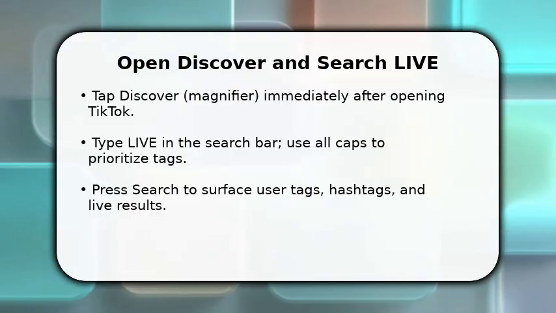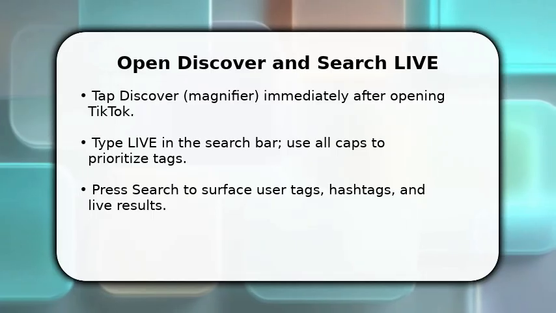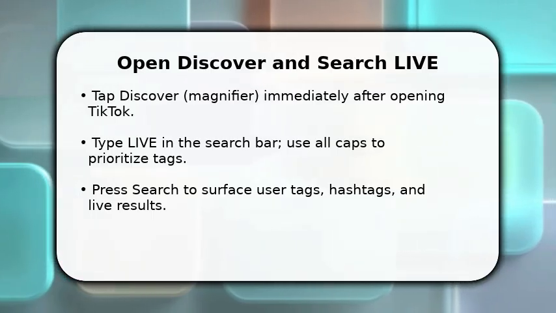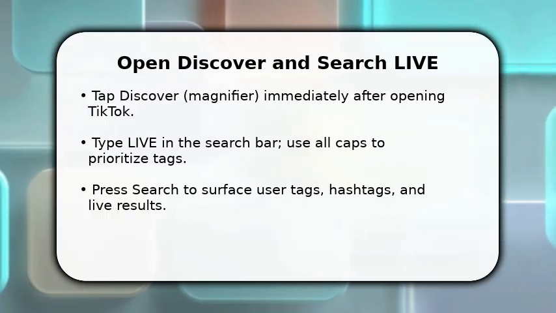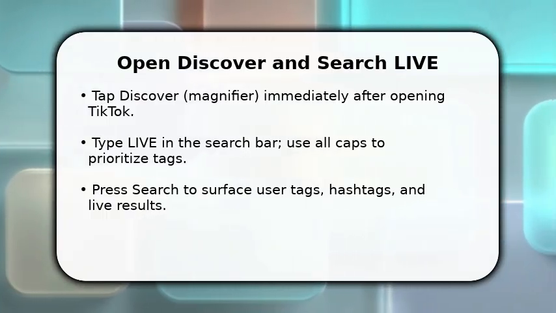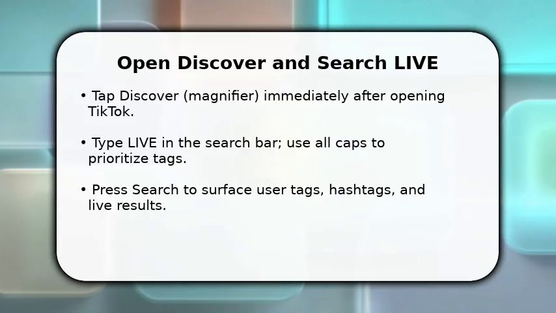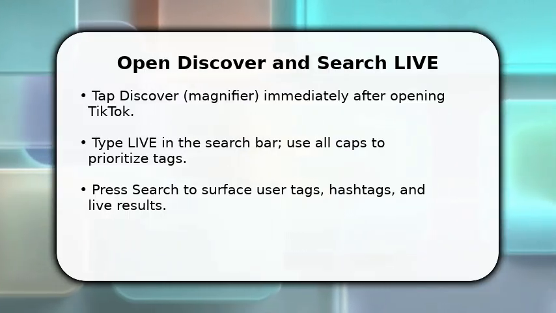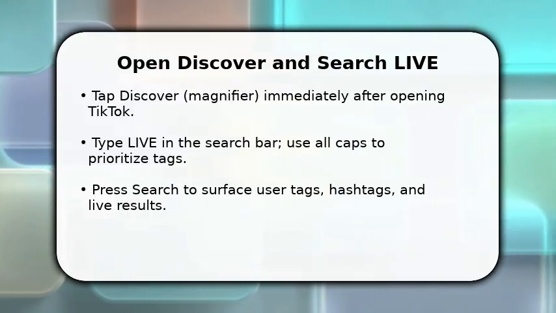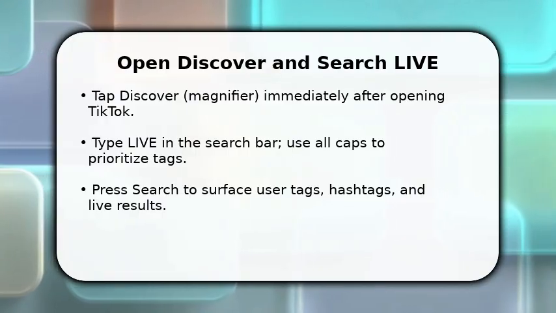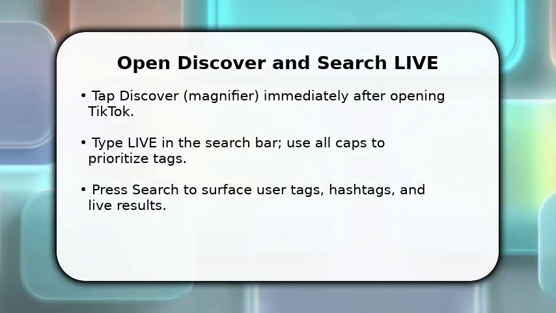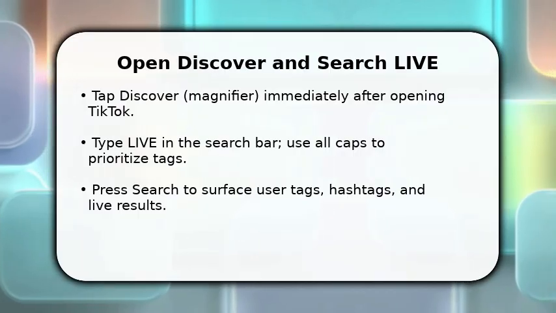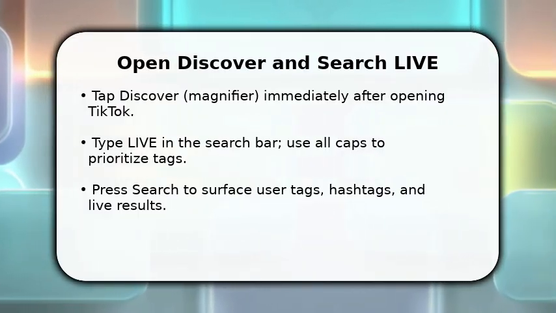You start by opening TikTok and going straight to Discover. Don't wander through feeds. Once there, type LIVE in the search bar. All caps helps match the tag. You want the search results page because that's where live tags and active streams appear first. Make sure to press search and wait 1 second for results to populate. This pulls up creators, hashtags, and any active broadcasts. This is the only method that reliably exposes live tagged content from across the app.